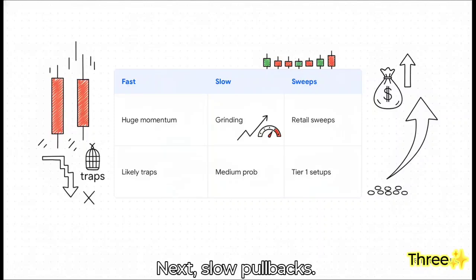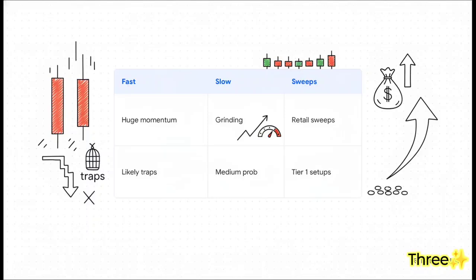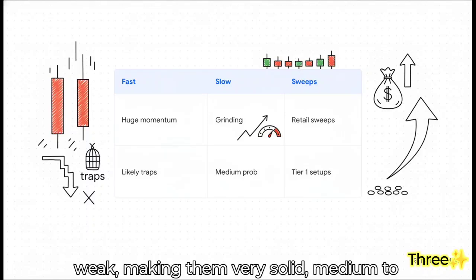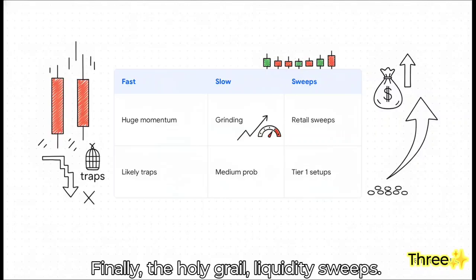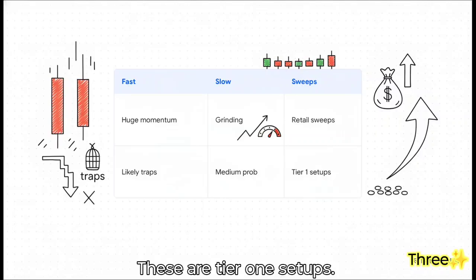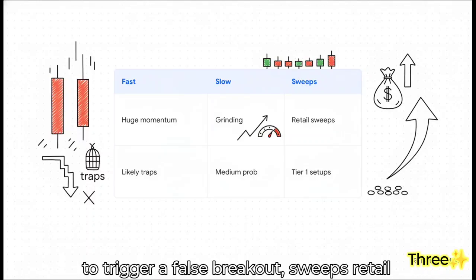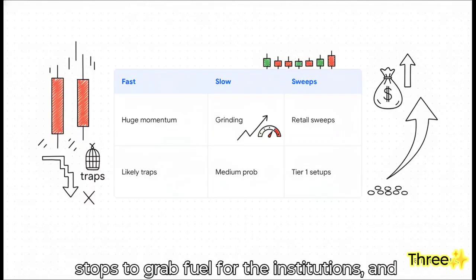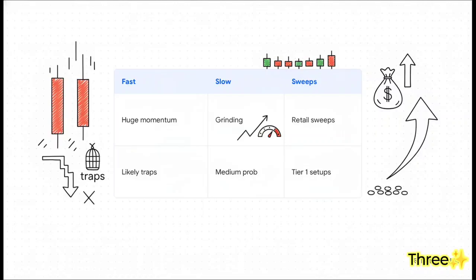Next, slow pullbacks. These are grinding, corrective moves with small candles. They visually prove counter-trend momentum is weak, making them very solid, medium to high probability setups. Finally, the holy grail, liquidity sweeps. These are Tier 1 setups. This happens when the market dips just enough to trigger a false breakout, sweeps retail stops to grab fuel for the institutions, and then violently reverses in your intended direction.